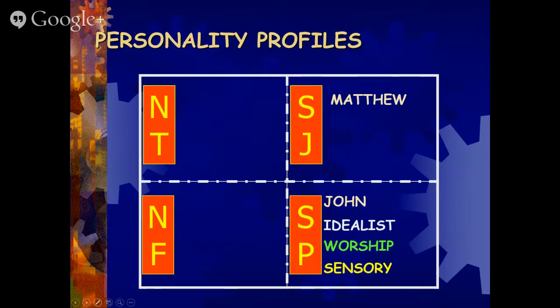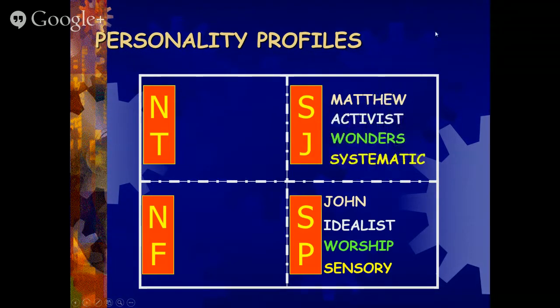Then we come to Matthew, where I started erroneously a moment ago. This is the activist. This is the person for whom they keep a constant sense of breakthrough, of wonders, of miracles. They're systematic, but their whole idea is results.